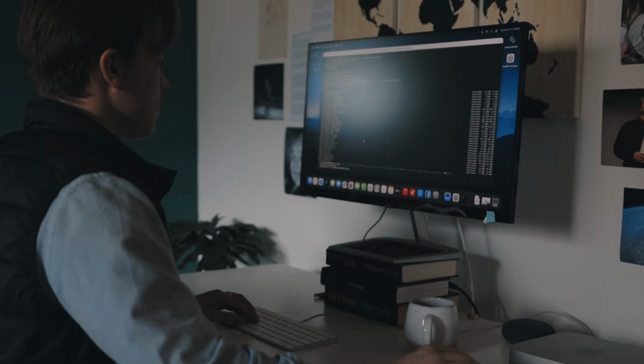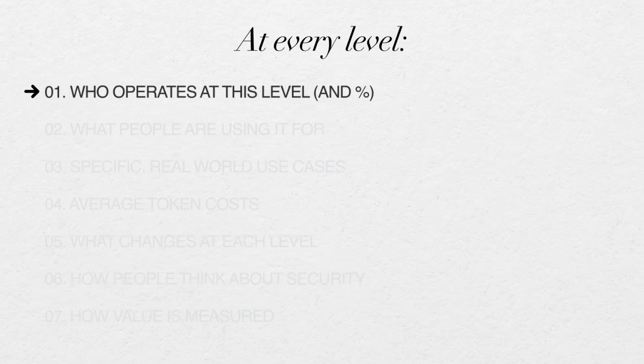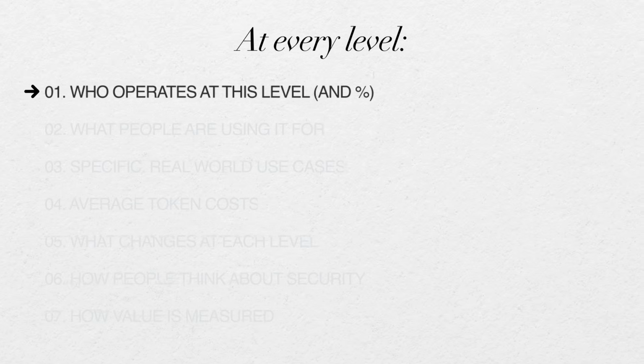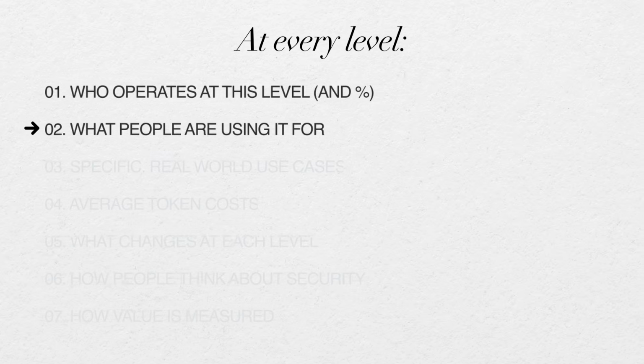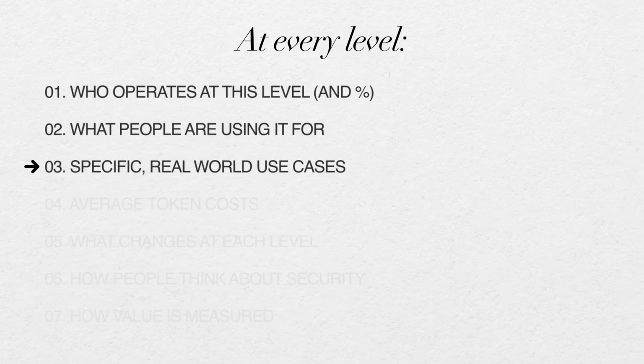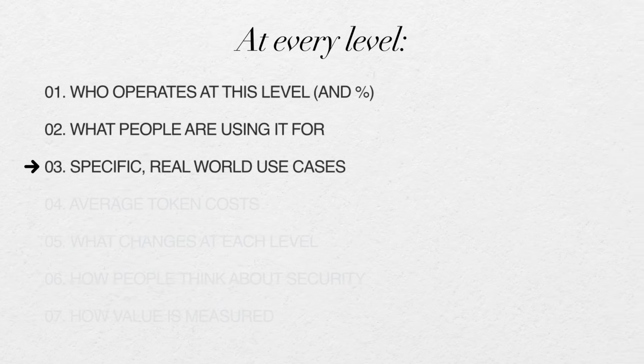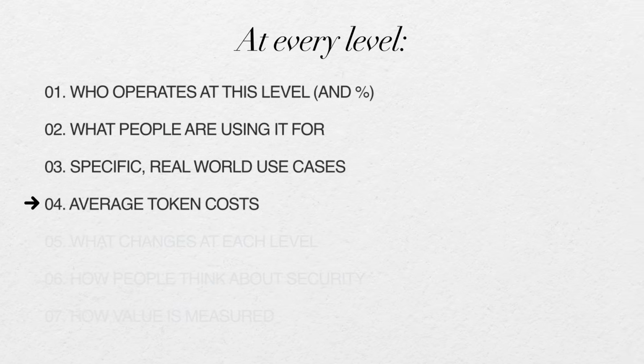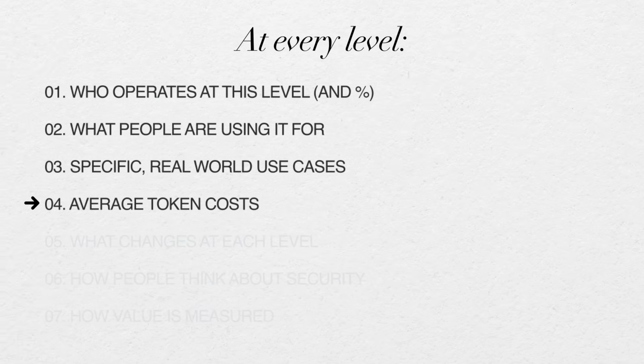And at each level, here's what we're gonna cover. Who typically operates at that level, as well as the percentage of the population that falls into that bucket. That's obviously gonna be an estimate, but I think it's a good idea to understand who's where on average. We'll talk about what people are using it for, then, like I said, specific use cases. We'll cover average token costs for that level. Again, obviously this is a wide estimate, but it's good to just give you an idea.